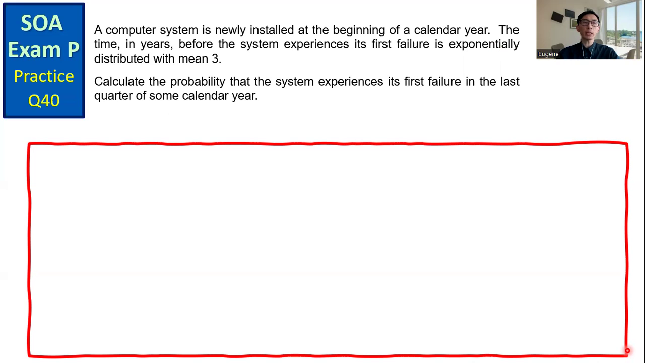SOA exam P practice question number 40. A computer system is newly installed at the beginning of a calendar year. The time in years before the system experiences its first failure is exponentially distributed with mean 3. Calculate the probability that the system experiences its first failure in the last quarter of some calendar year.